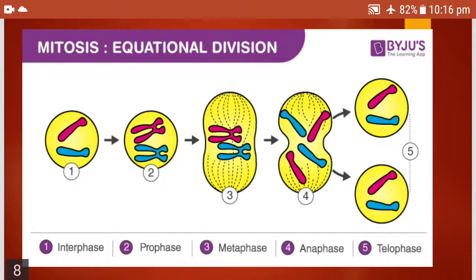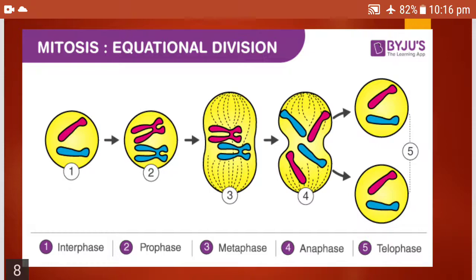The next phase is anaphase. During the anaphase, the spindle fibers attached to the centromere contract, pulling the chromatids towards the poles. So the chromosomes are now split. One arm is going to one pole and the other arm is going to the other pole. You can see red and blue?